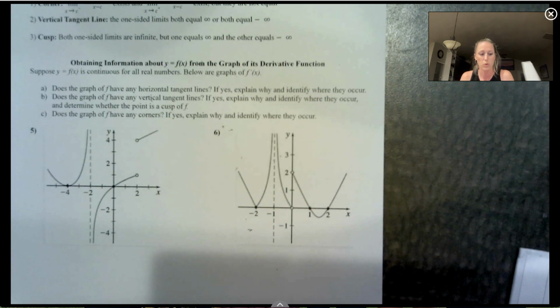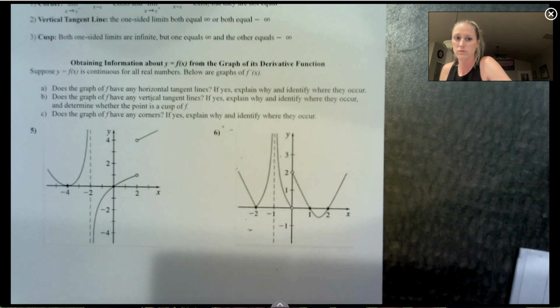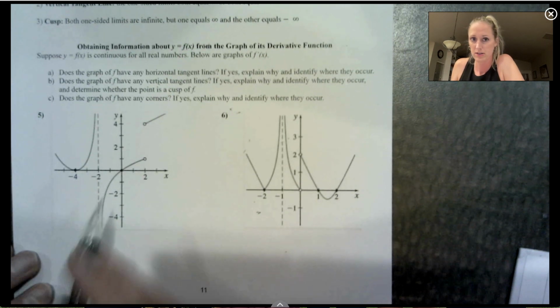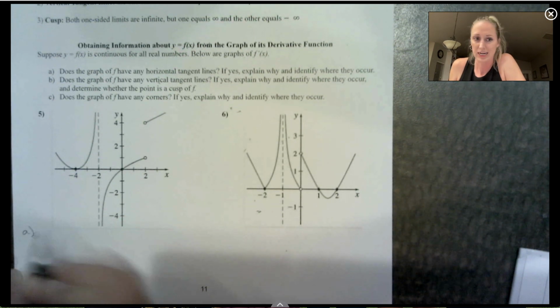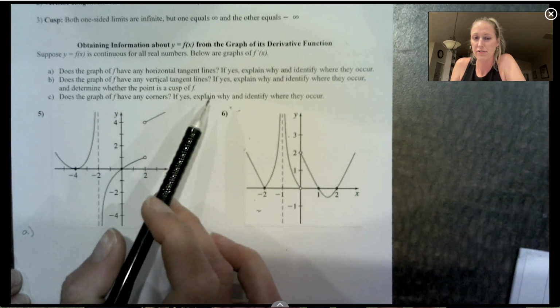All right, so where these occur, we have, I'm going to put A down here, so we're answering A. Okay, so does the graph have any horizontal lines?